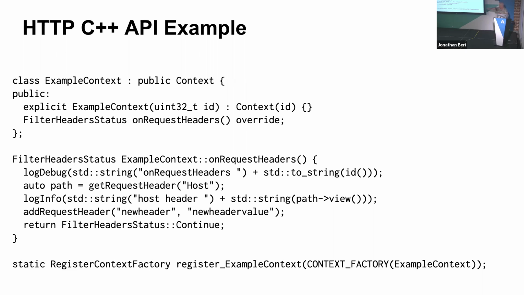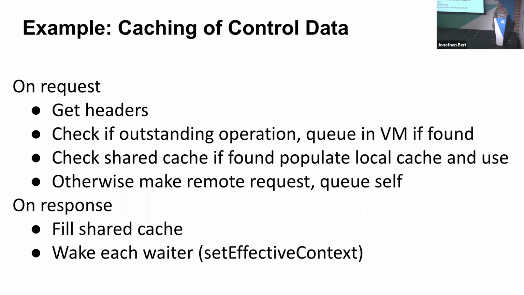And then on the bottom here, we have a registration thing, so we can register this class with the surrounding system and tell it that this is the thing you want to instantiate every time a new request comes in. And so it's relatively straightforward. If you're a proxy programmer, you'd be like, okay, I understand how this is going to work. I could probably make this happen.